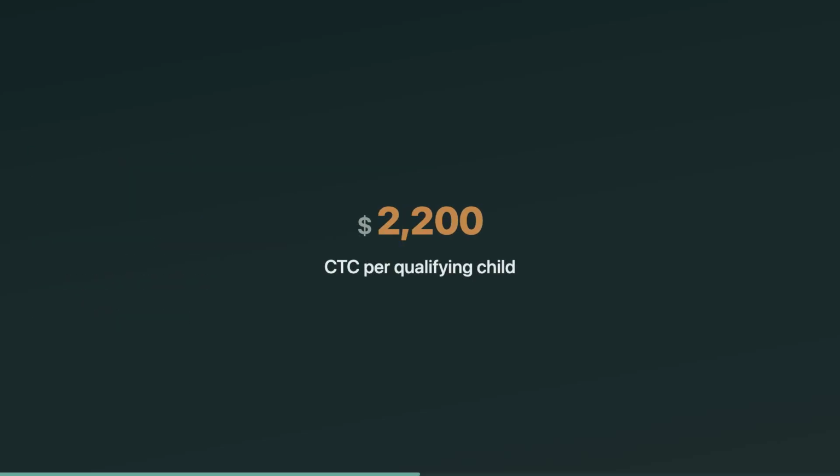Here's the money side. The non-refundable child tax credit is up to $2,200 per qualifying child. Non-refundable means it can't reduce tax below zero. If your tax is already zero, the CTC doesn't help. That's where the additional child tax credit comes in. ACTC is refundable, up to $1,700 per qualifying child, but you generally need earned income to access it.